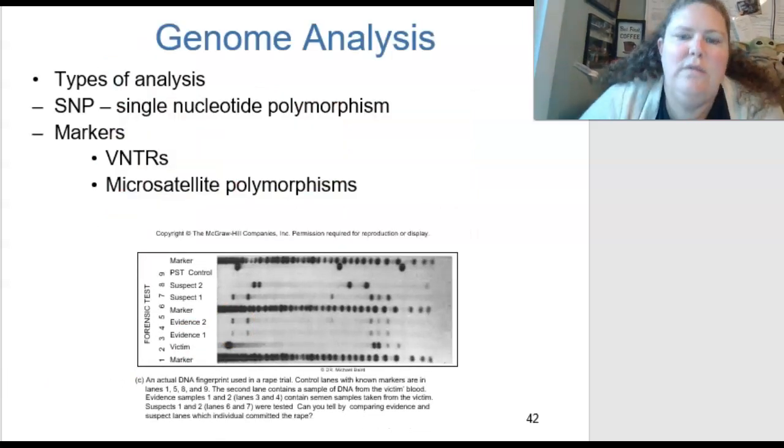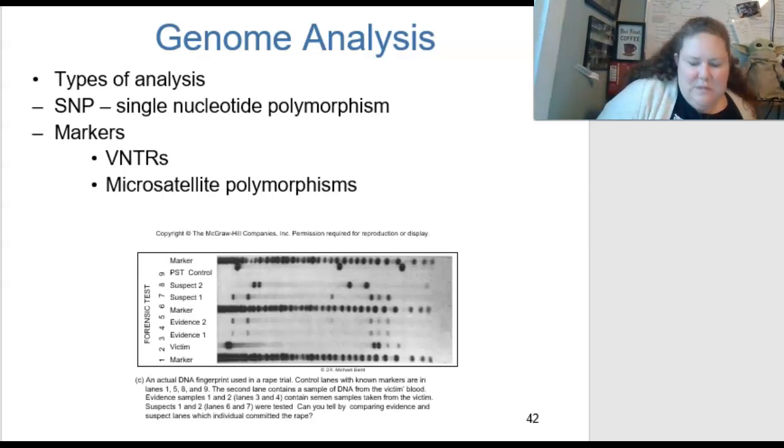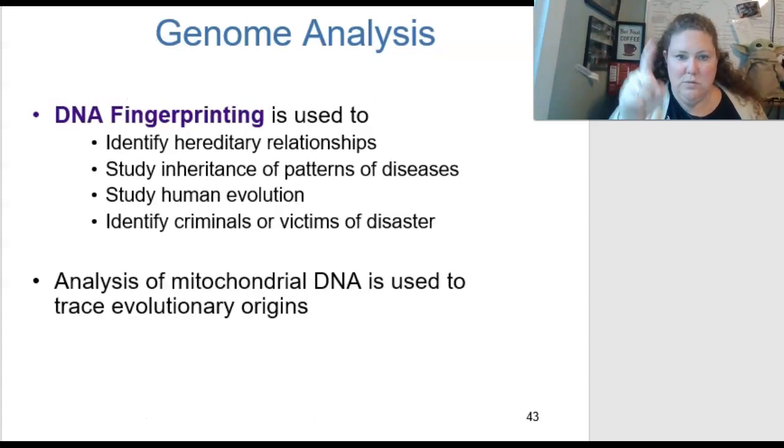Alrighty, so again, looking at genome analysis, there are different types of analysis. One of them would be SNP, which is a single nucleotide polymorphism, as well as looking at other markers such as VNTRs and the microsatellite polymorphisms. So basically fancy words to say we can catch bad guys when we use this for good things. So don't do bad things.